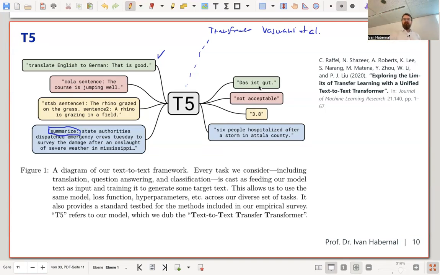Okay. All these tasks at once. Every task we consider, including translation, question answering, and classification, is cast as feeding our model text as input and training it to generate some target text. This allows us to use the same model, the same loss function, the same hyperparameters, and so on across our diverse set of tasks. So we have one single model which can do all of these tasks at once because all of them are just text in, text out.